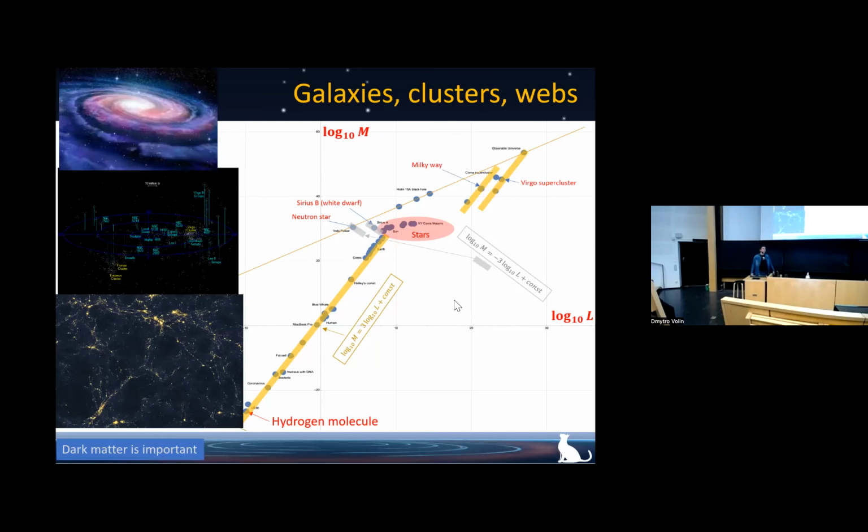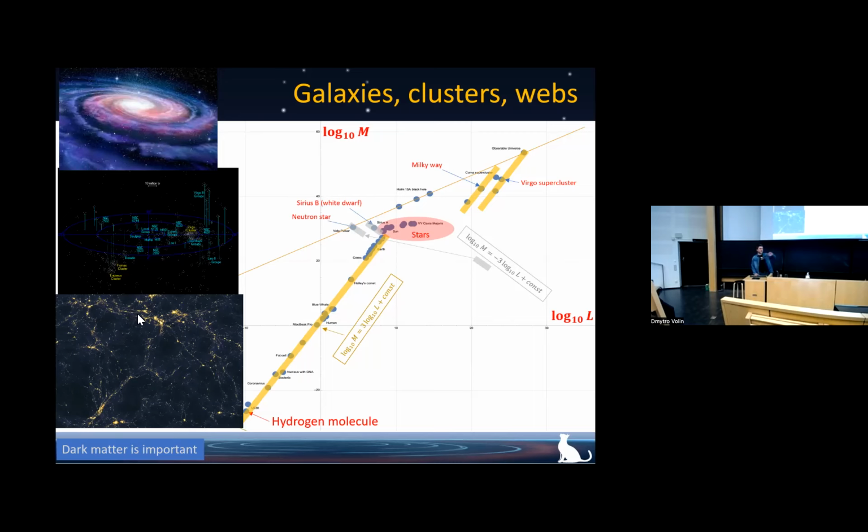Now we go to even bigger objects. Bigger than stars are galaxies, clusters, and webs. It's the three biggest structures you have in the sky. The next thing will be the universe itself. And here, this is the Milky Way. This is the Virgo supercluster. So all these dots are actually galaxies, and somewhere inside is the Milky Way galaxy. It's just one point. And this is what is called the cosmic web.